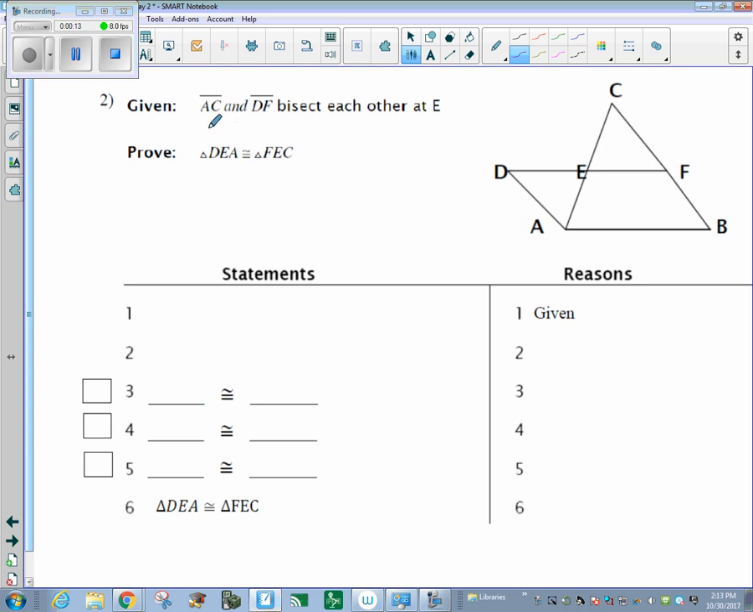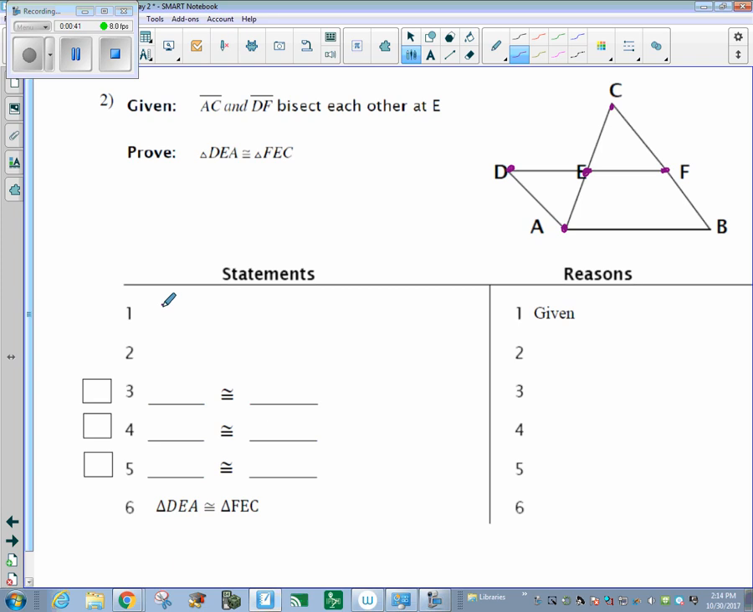I'm going to read the given statement up here that AC and DF bisect each other at point E. And so we need to look at what we're trying to prove. We're trying to prove that triangle DEA here, this triangle that I've marked, and FEC need to be congruent to each other. So we need those guys to be congruent to each other, so this other part over here with point B is really not necessary. So we're going to start with our given statement here.